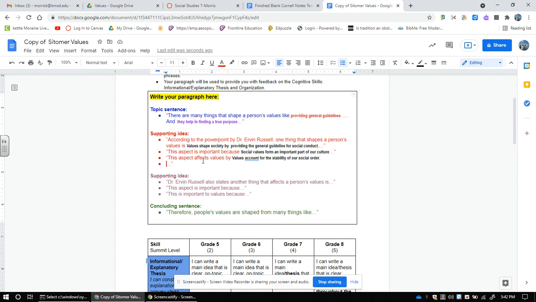According to the PowerPoint by Dr. Irvin Russell, one thing that shapes a person's value is, well, I don't need value shape society by, so I'm going to get rid of this. There. Now that makes sense. This aspect is important because social values form an important part of our culture. Makes sense? This aspect affects values by, I don't need the word values.